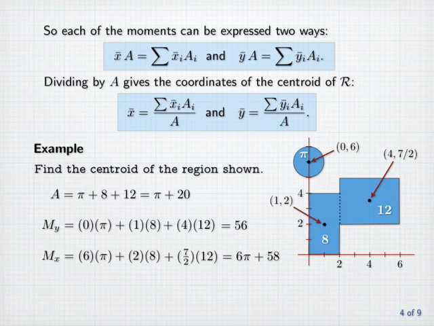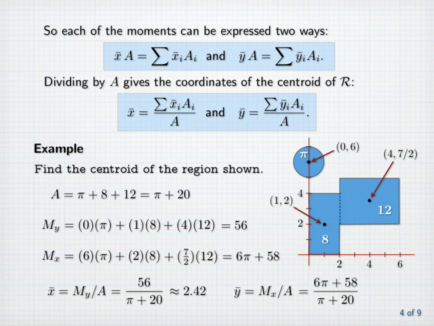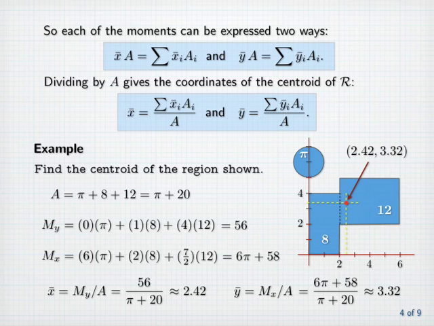Now we're ready to write down x bar and y bar. X bar is m sub y divided by A, which is 56 over pi plus 20, which turns out to be about 2.42. Y bar is m sub x divided by A, that's 6 pi plus 58 over pi plus 20, which is about 3.32. Now let's look at where our centroid lies in our region. Notice it's just about where we would expect it to be.